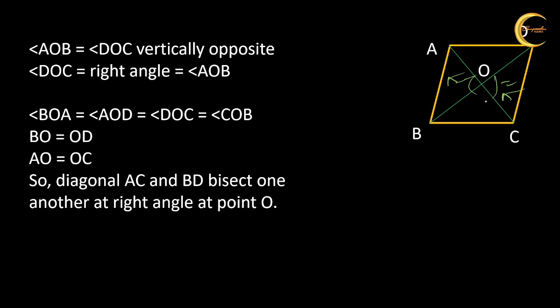Now we can say all four angles are right angles, and AO equals BO equals OD, and AO equals OC. Now you can say this point O is the bisector of both diagonals. So we can say diagonals AC and BD bisect one another at right angles at point O. So this is our proof. Thank you.